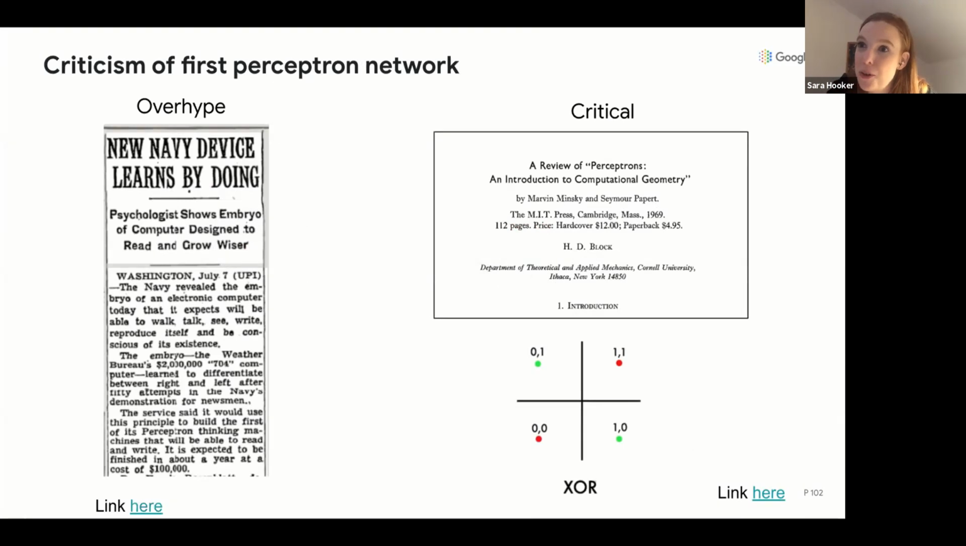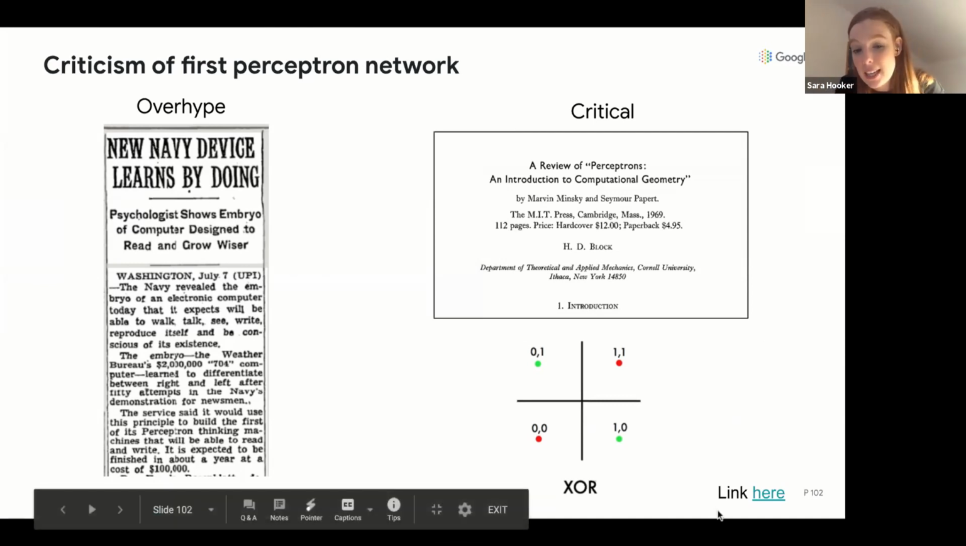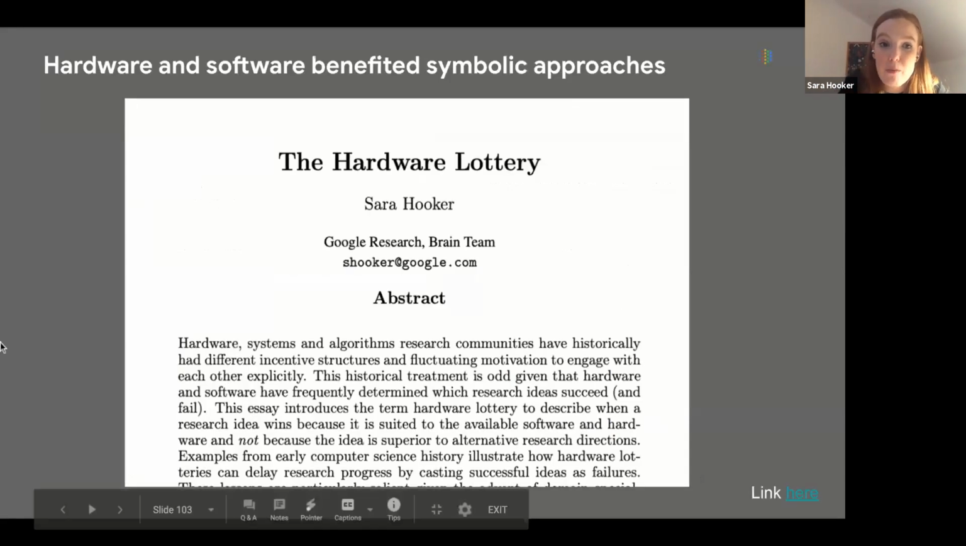There was a combination of overhype. It was published in the New York Times as, you know, this new Navy device will basically solve everything, but also very critical. This galvanized the community to reproach that it was sufficient to do everything. And so we had a lot of literature which essentially said this couldn't even map simple functions. A good example is that the perceptron was a linear function, and so for something like XOR, you can't actually form a useful decision boundary.